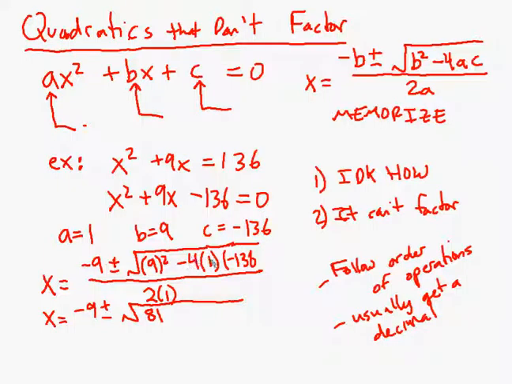So what's negative 4 times 1 times negative 136? 544. So I add plus 544, you said, right? Yes, sir. All over 2. Okay?